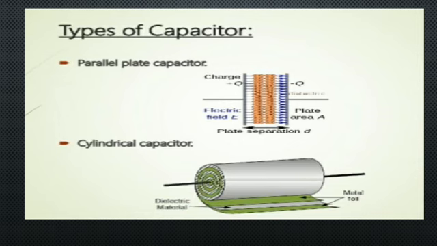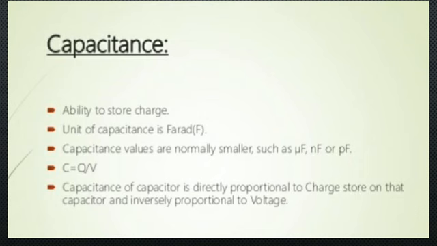Okay, students, in the same way, the cylindrical capacitor looks like this. The green colors are one material, and in between, some gaps are filled with dielectric material. So these are the major types of capacitors. Okay, students. And all capacitors have a particular capacitance, that is capacity. Okay, now see what is capacitance.